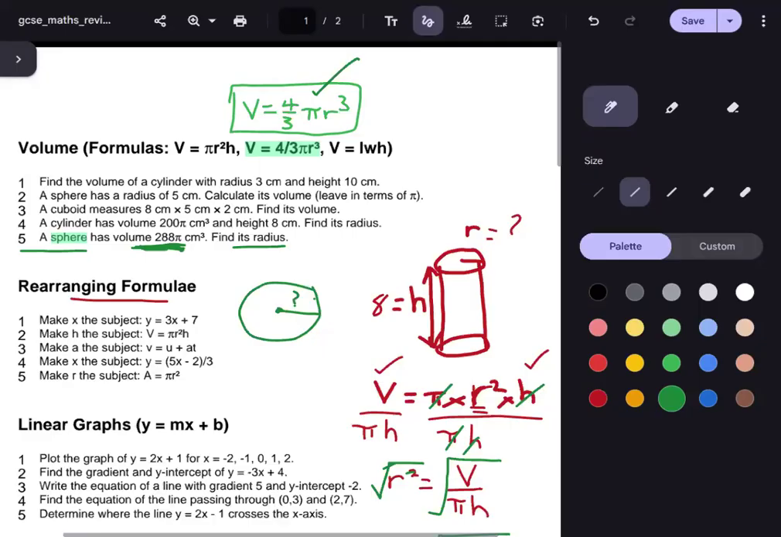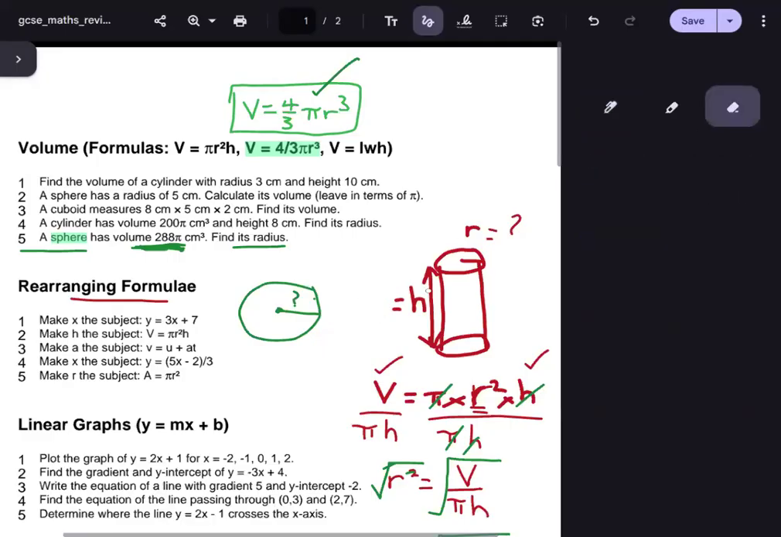I'm stuck with this question. Sorry, you were saying? I'm stuck with this question. Okay, I'm gonna go through the solution with you.